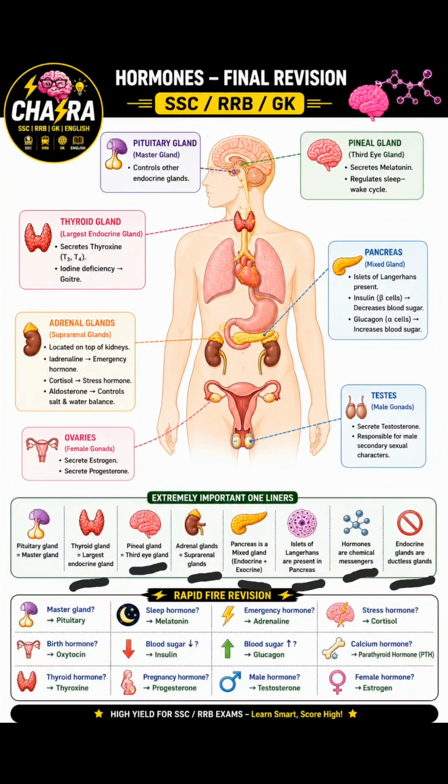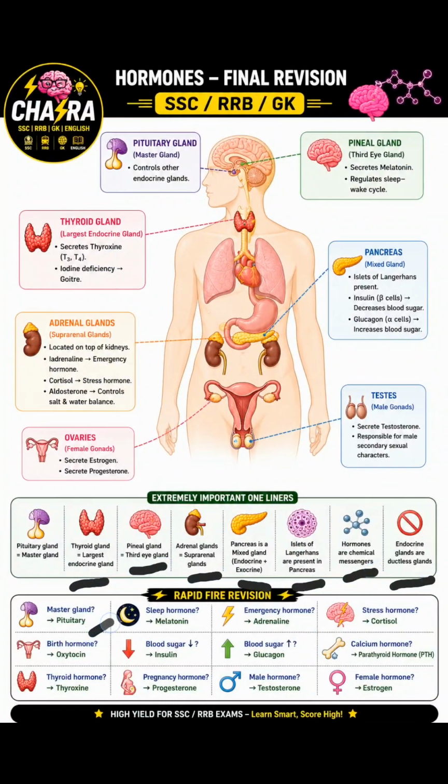Now, you may have a question. Adrenal gland is also called what? Suprarenal gland. Why is it called suprarenal? You should know, because it is present on top of the kidneys. Hence, you call it suprarenal. Renal means kidney, supra means top. So, top of the kidneys, it's called suprarenal. In this way, you will remember the concept easily.